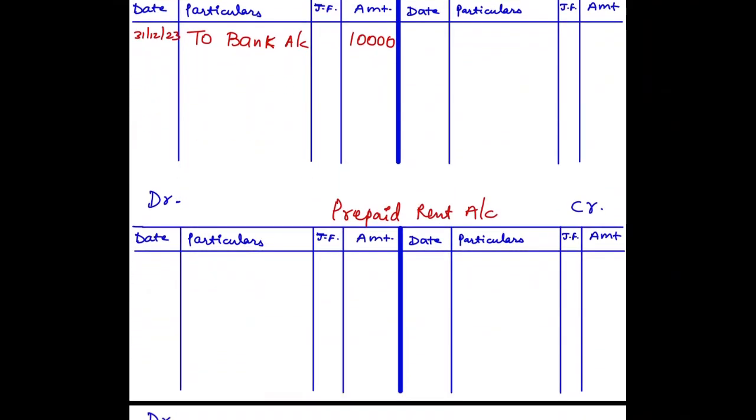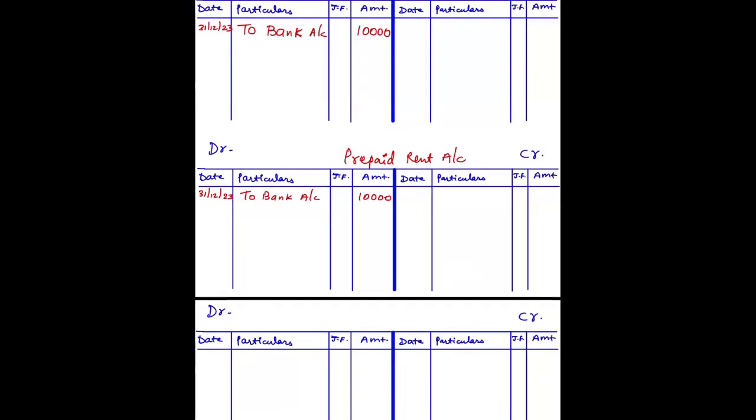Remaining 10,000 was the prepaid rent account. It will be debited to the bank account. That is 31st of December 23. Now this was my fourth journal entry.